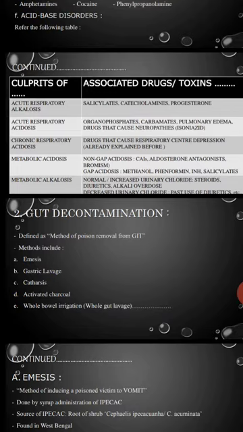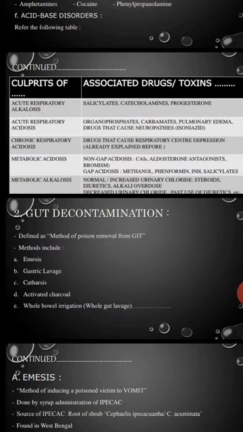Gut decontamination is the process by which you can remove the poison from any part of the GIT. With this you can stop the absorption of the drug from the GI tract into systemic circulation. Ultimately, what do you get from decontamination? You prevent a minor exposure from becoming a major problem. You can control the absorption, and with that you can control the severity of the poisoning. So this is nothing but decontamination.